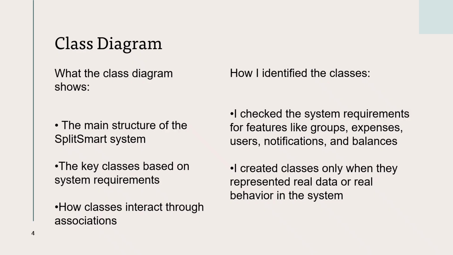I also looked at system behavior to determine which classes needed methods, which I also included in my diagram. Here is an example. Because the system needs to calculate balances, I created methods in the expense manager class related to updating balances. The class diagram gives the system structure, like I said before. It's almost like the skeleton of the project, and everything relies on this class diagram.